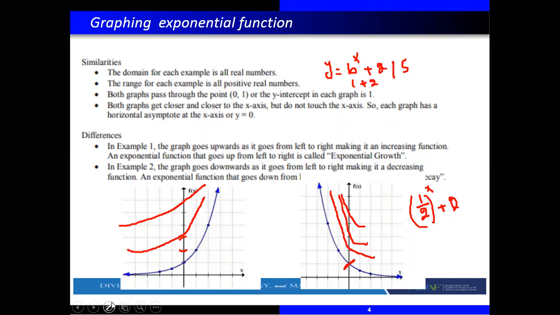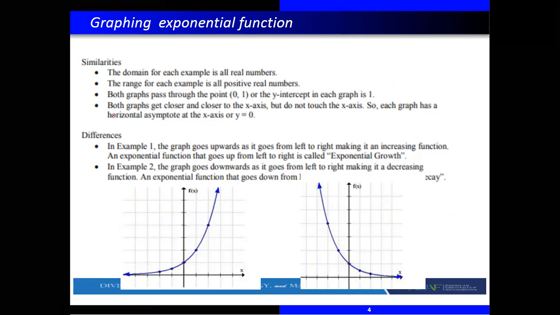The next similarity between these two graphs is that the asymptote for both graphs is the x-axis. You can see this graph is moving closer and closer to the x-axis, but it will never touch the x-axis. Same with this one: this graph is also moving toward the x-axis, but it will never touch it.